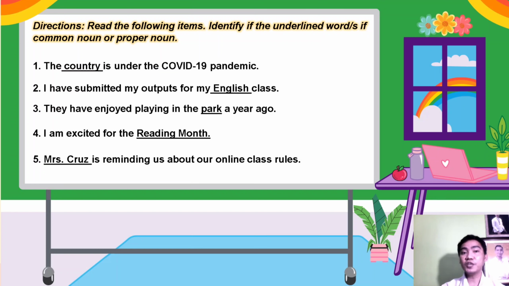Number 1, the country is under the COVID-19 pandemic. So I have underlined the word country. Number 2, I have submitted my outputs for my English class. So the underlined word there is English. Then number 3, they have enjoyed playing in the park a year ago. So the word there is park. Number 4, I am excited for the reading month. So I have underlined reading month. Then number 5, Mrs. Cruz is reminding us about our online class rules. So all you need to do is to identify the following as either common noun or proper noun.